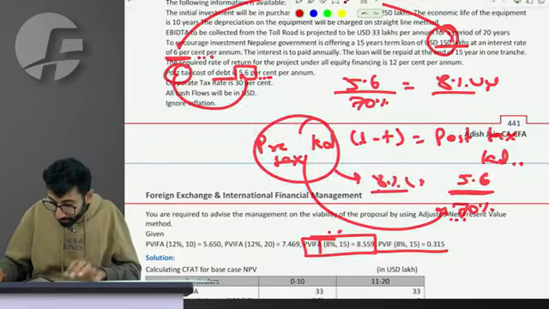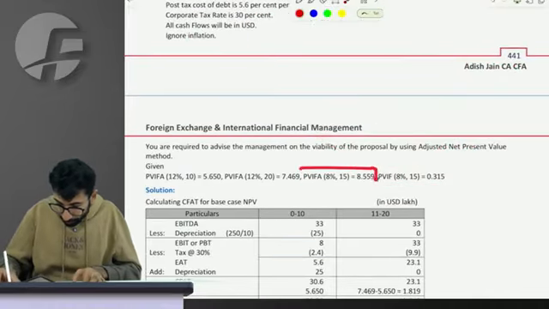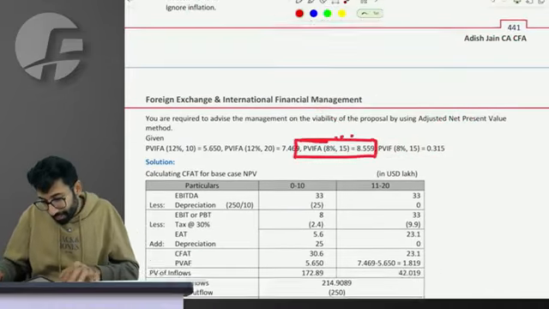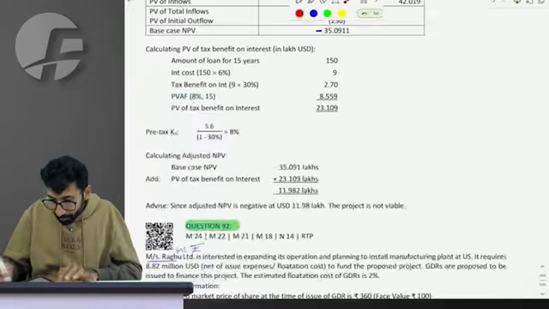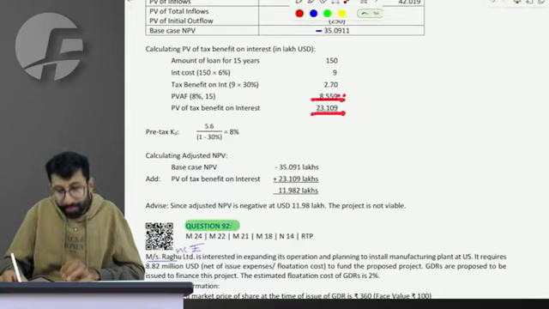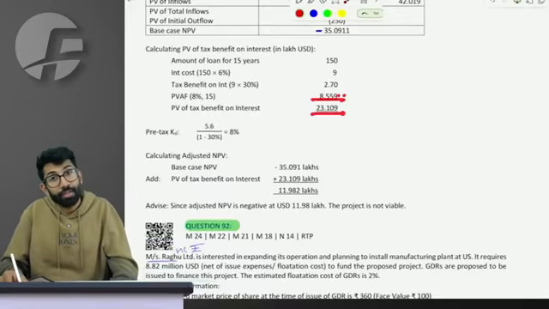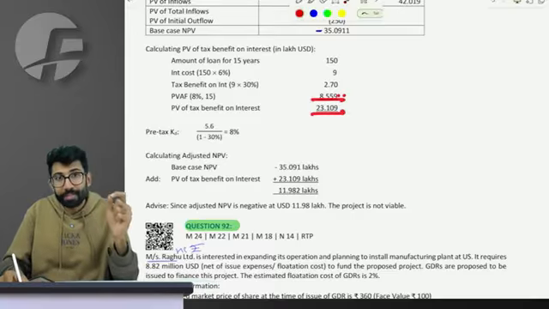Yes. So at the rate of 8%, for a period of 15 years, when I save 2.7, the present value is 23.109 lakhs of those future tax savings.